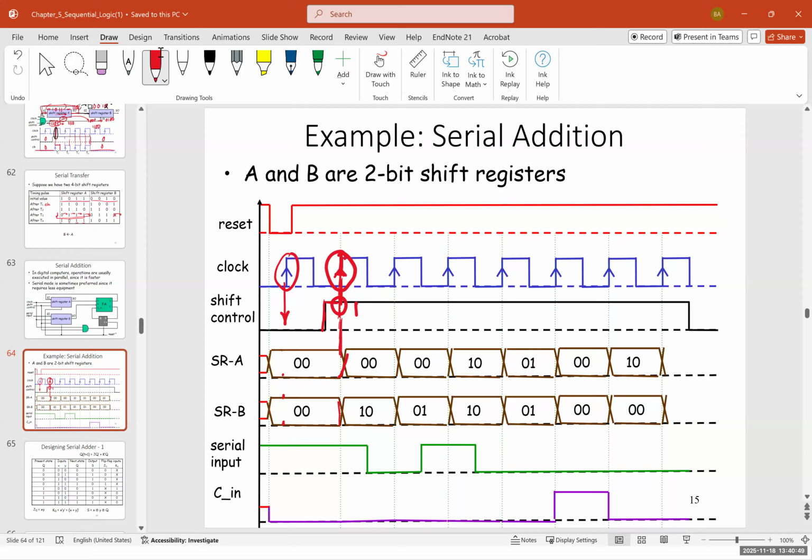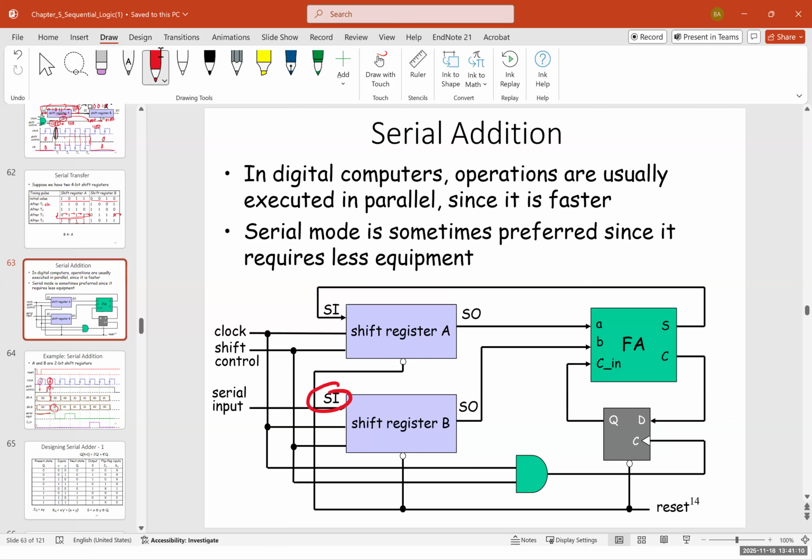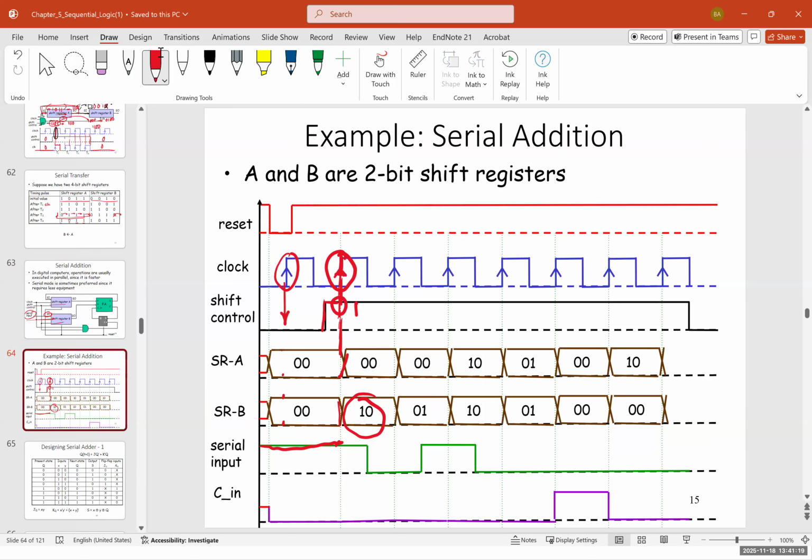And since the serial input here was 1, what happens? It will add to shift register B, for example, because we have, again, a serial input. Why is it added to shift register B? Because here our serial input is connected to shift register B. It's not connected to shift register A. Nothing is connected to shift register A. Therefore, shift register B goes from 0, 0 to 1, 0.